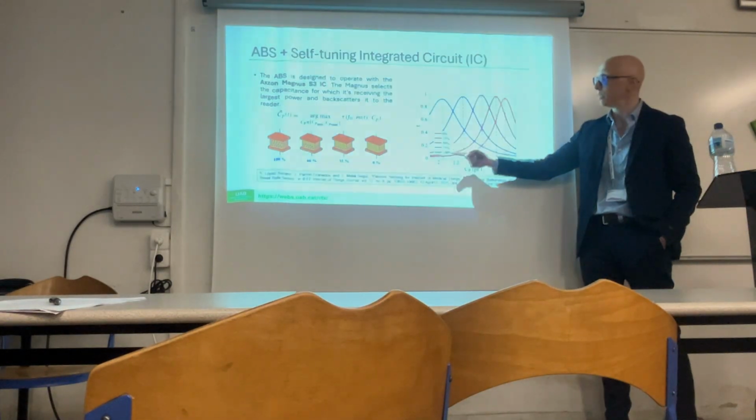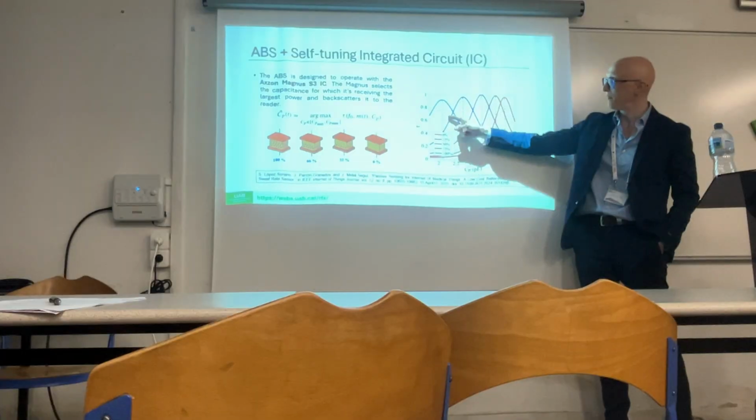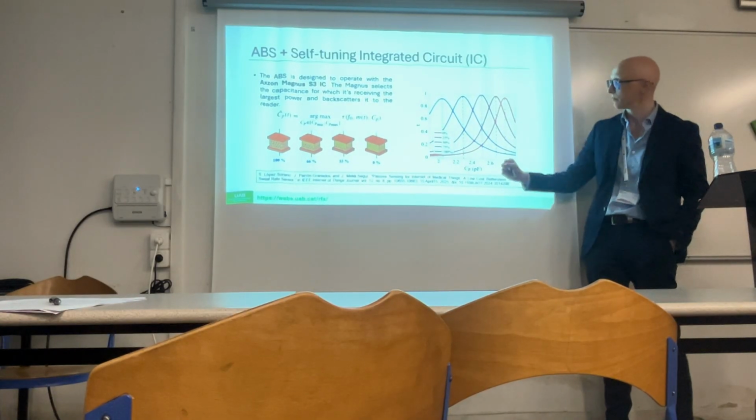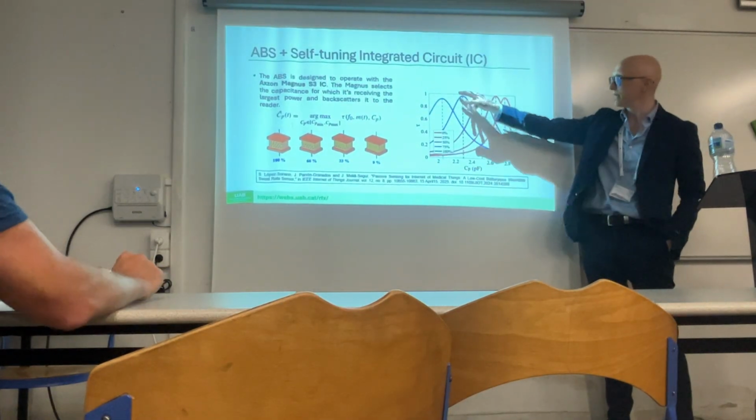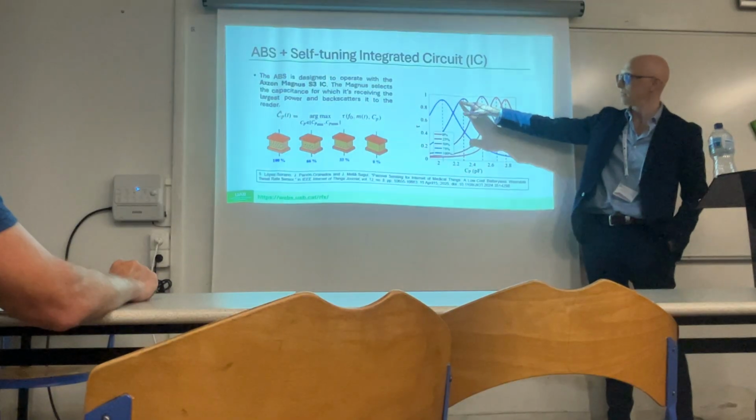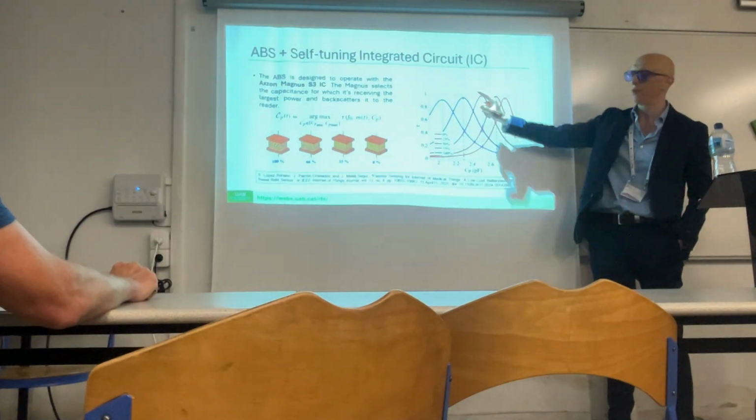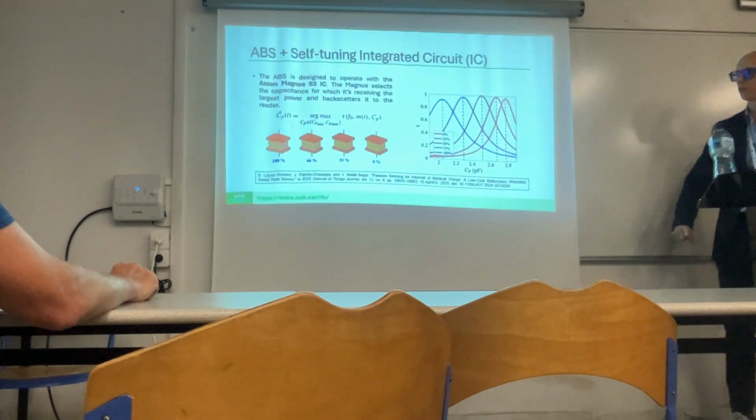So when the water starts evaporating, we have these different curves, right? And at each curve, we know that the chip will select the value of the capacitance that provides maximum power. Okay?